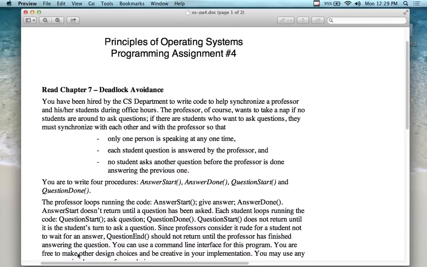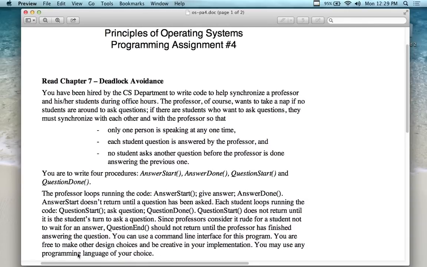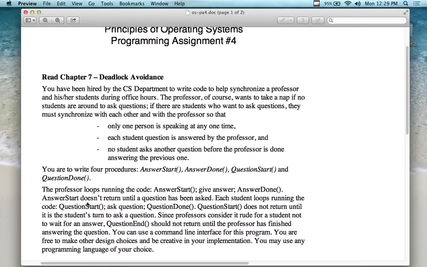On this one, you've been hired by the CS department to write code to synchronize the professor and his students during office hours. So you have a bunch of students who show up. It's a sleeping barber, actually. You have a bunch of students who show up at the office hours. And the professor, of course, wants to take a nap if no students are around.